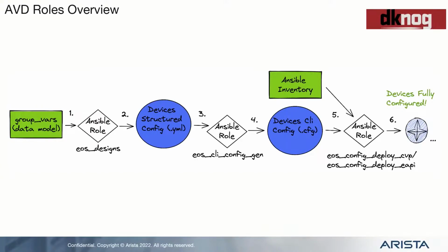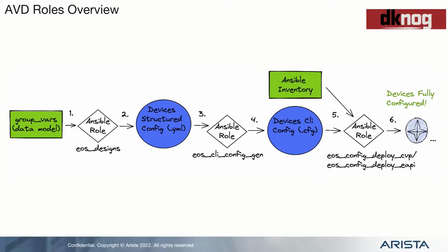And this is really nice. Some of you might ask, why not just render the CLI config directly? There's good reasons for that. Anyway, we then take that and run it through our second role, which is called EOS CLI config gen, which then is responsible for generating the CLI configuration for each device.